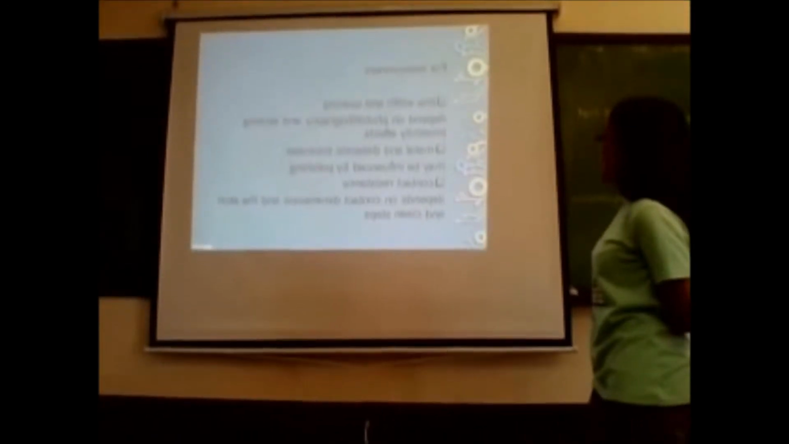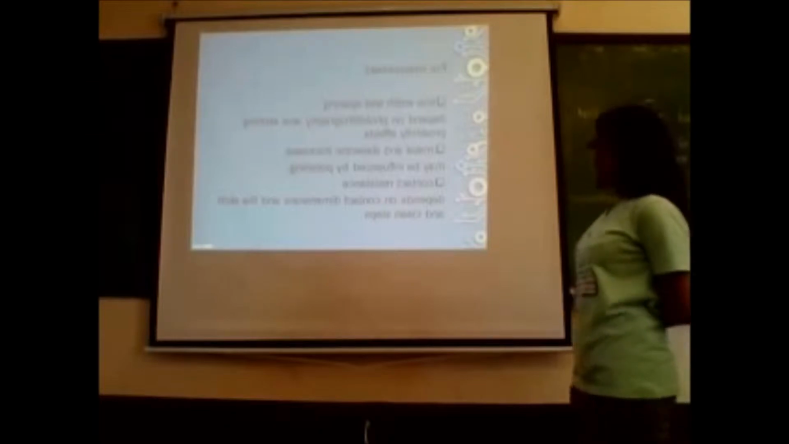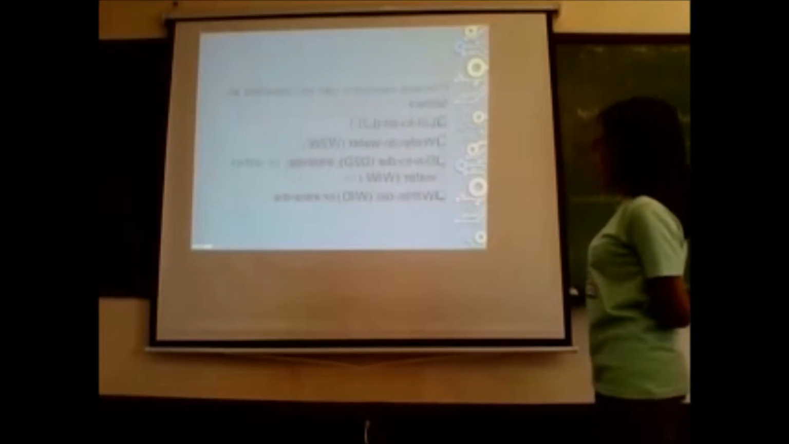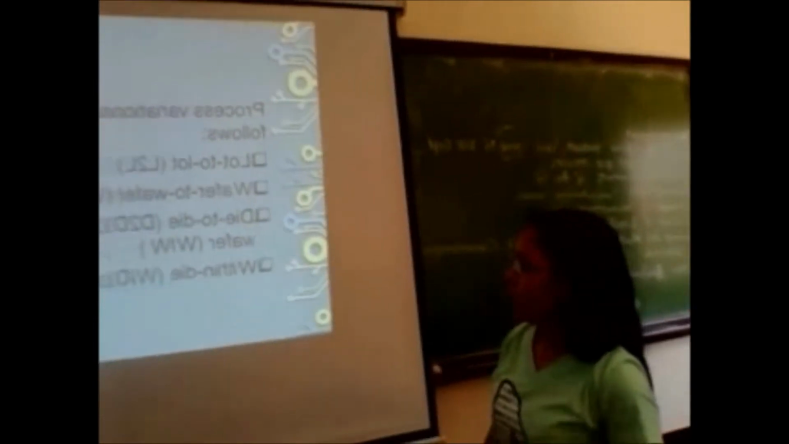Line width and spacing depend on photolithography and edge proximity effects. Metal and dielectric thickness may be influenced by polishing. Contact resistance depends on contact dimensions and edge and thickness. Process variations can be classified as follows: lot to lot, or L to L, wafer to wafer, W to W, die to die, or D to D, inter-die, or within wafer, or within die, WID, or intra-die.